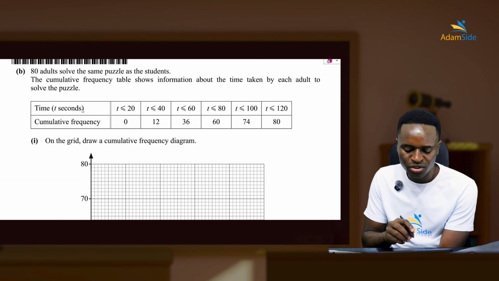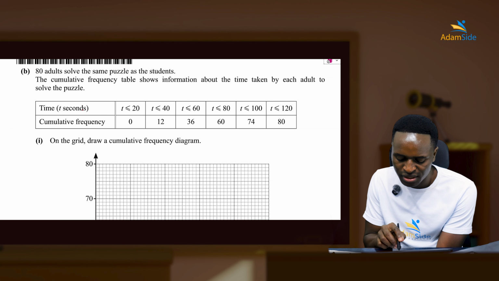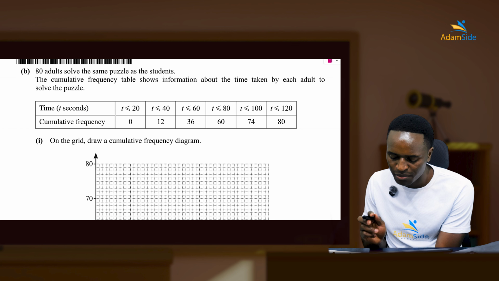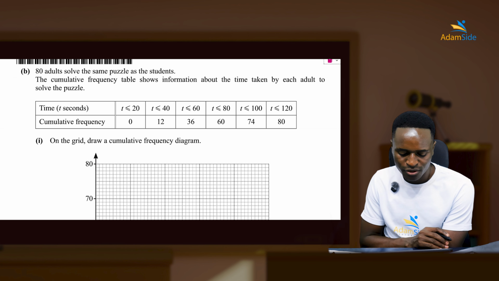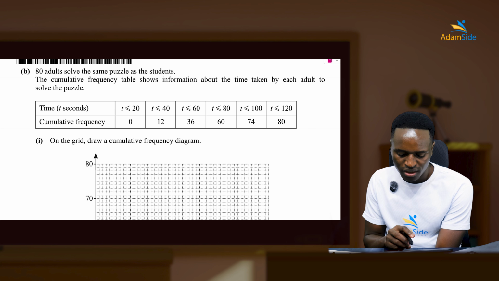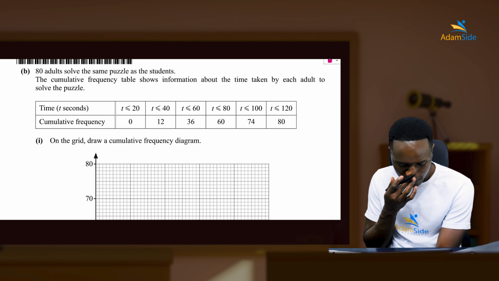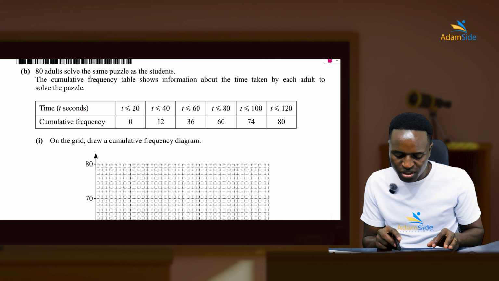Okay, same question. 8 adults solve the same puzzle as students. The cumulative frequency table shows information about the time taken by each adult to solve the puzzle. So on the grid, draw a cumulative frequency diagram. So we have time t seconds.